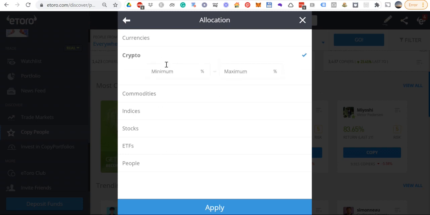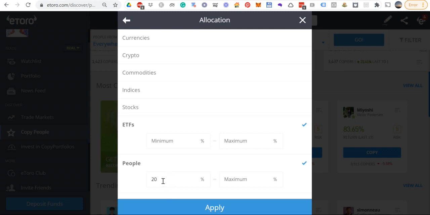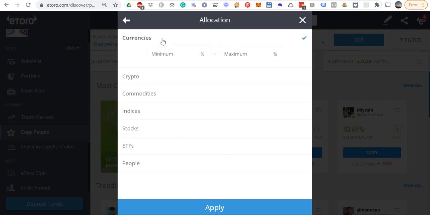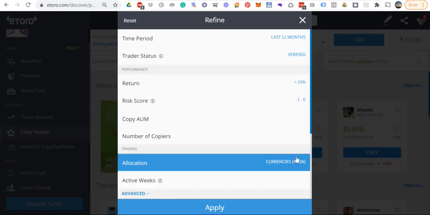So yeah, and crypto and ETF, you can have the minimum and maximum of each particular asset class. And then people here is how much they've got invested in other copiers. I'm not really worried about that. So personally, I'm just looking at currencies, and you can only actually do one of these as a selection criteria. You can't combine them, which is fine. You don't really want to. I want to look at forex traders, so I'm going to look at minimum of 70, and then you see it there.